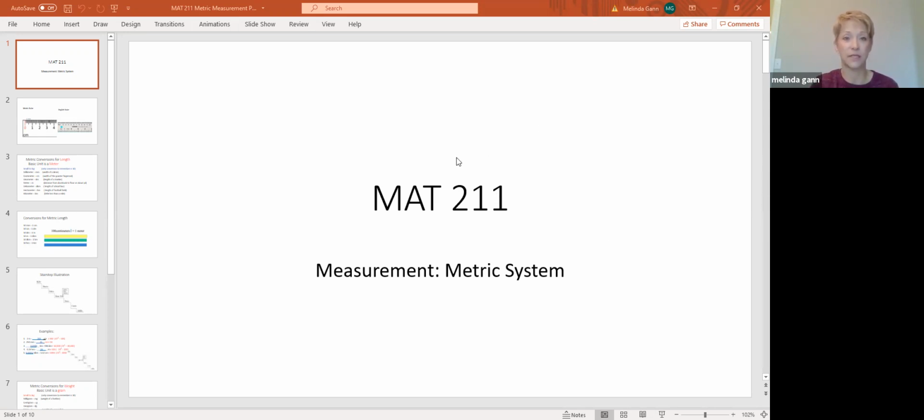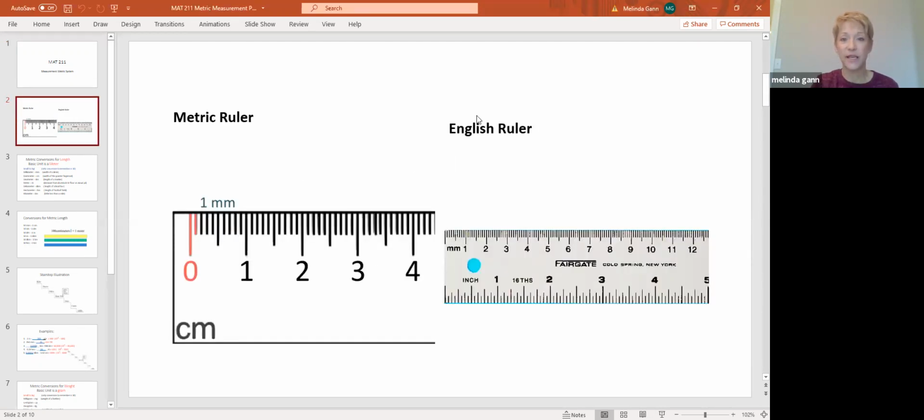All right, so we're gonna use the metric system. Now, you had to learn to use an English system ruler. You've also got to be able to use a metric system ruler because in elementary school, you got to be able to use both. Now, let me show you the difference in the two. Here's the English ruler we talked about last time.